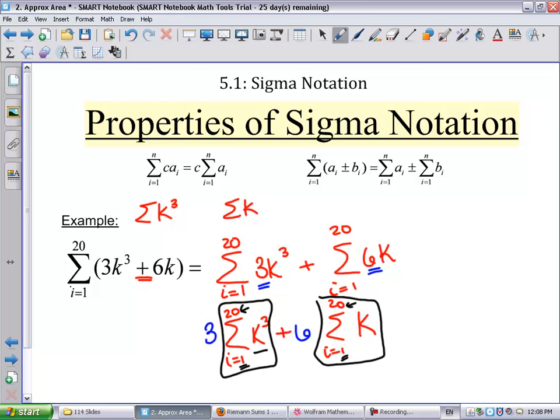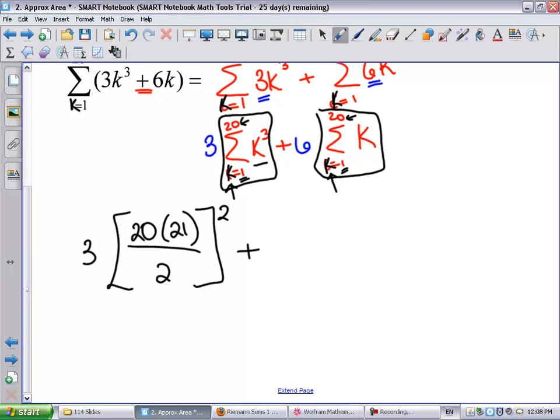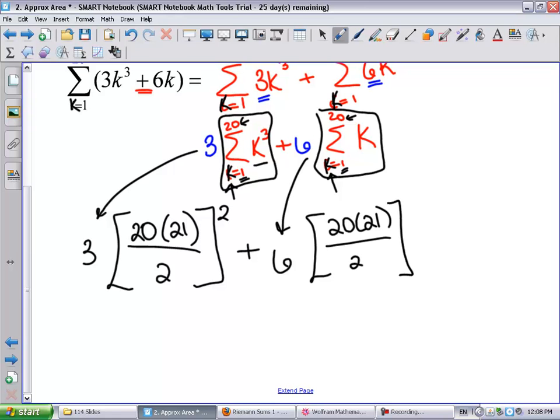Well, this isn't right. These should all be k's. They have to match. This is a typo. Whatever's underneath, this is telling you what your variable is, and it has to match what's in the formula. So if you remember, the formula for k cubed, we just pulled the 3 out front, was n, so 20, times n plus 1, 21, divided by 2, the whole quantity squared. Plus, now we pull down that 6, and we get 20 times 21, n times n plus 1, divided by 2 for the k. And so that's just a number now. You can calculate that out, and that's your answer.